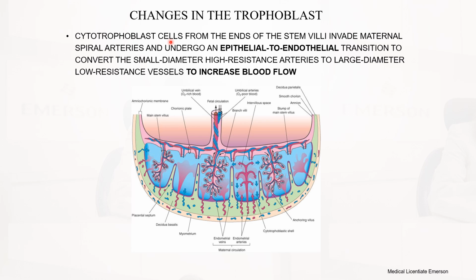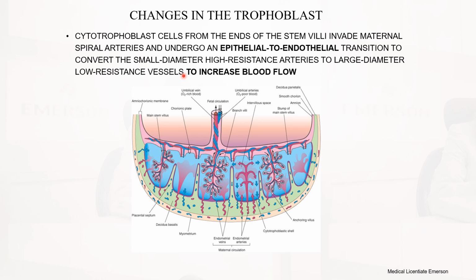So cytotrophoblast cells from the ends of the stem villi invade the maternal spiral arteries and undergo an epithelial to endothelial transition to convert the small diameter, high resistance arteries to large diameter, low resistance vessels to increase the blood flow. So this is one of the trophoblastic invasions, specifically the first trophoblastic invasion that tries to convert the blood vessels.